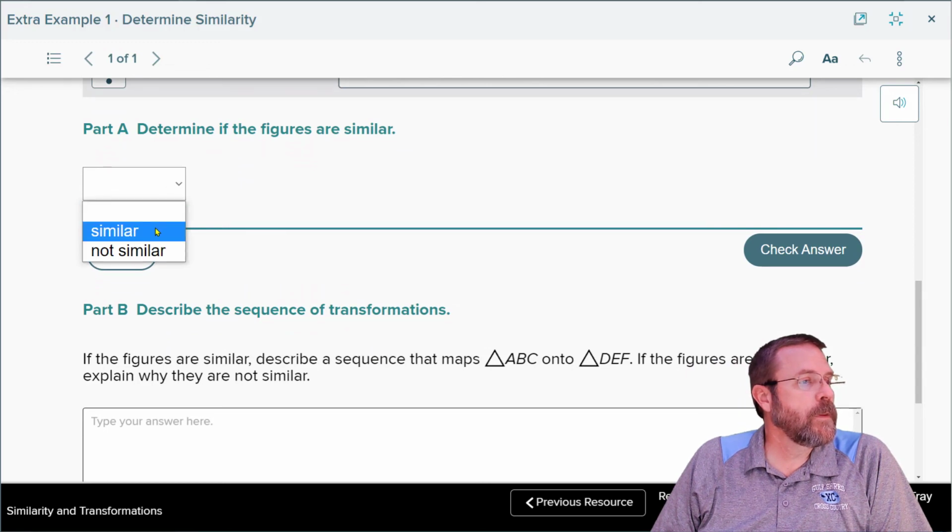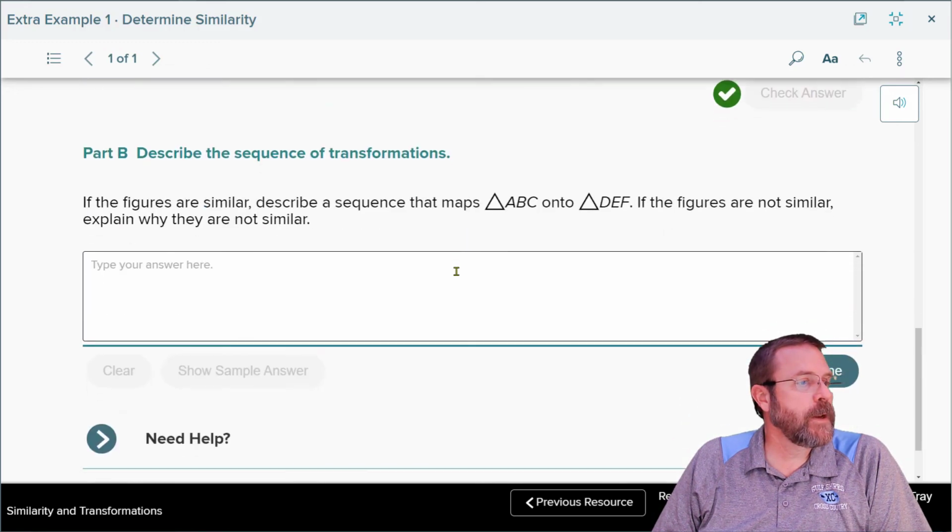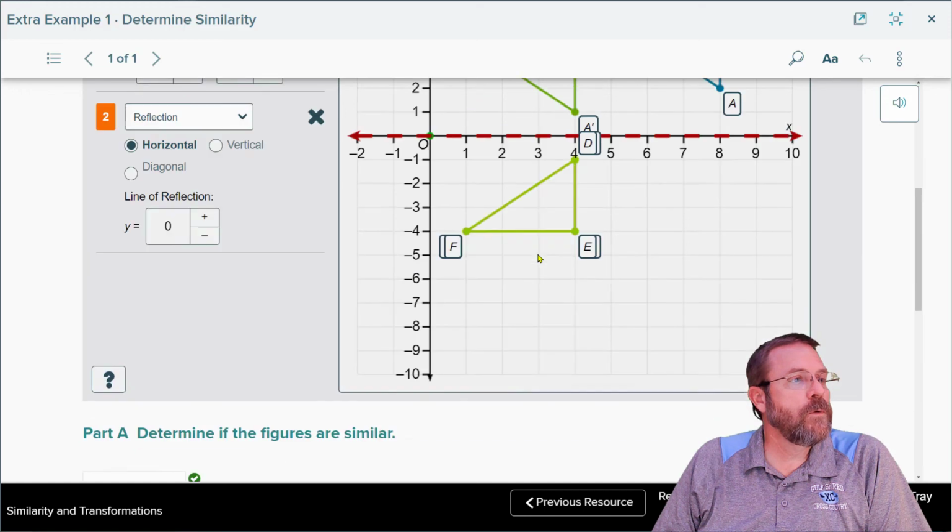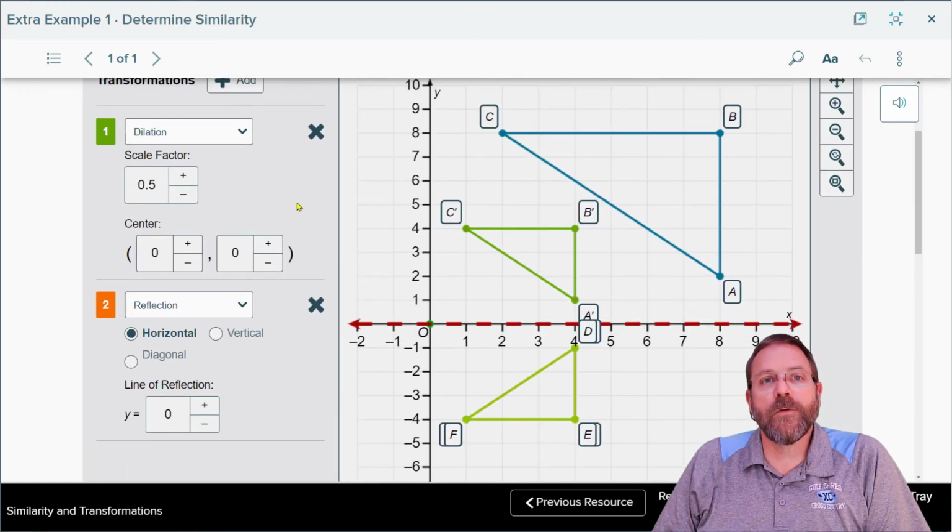Come down here. Yes, it is similar. Check. That answers it. And then what did we do? We did a dilation by using a scale factor of 1/2, followed by a reflection across the x-axis. That would be your explanation.